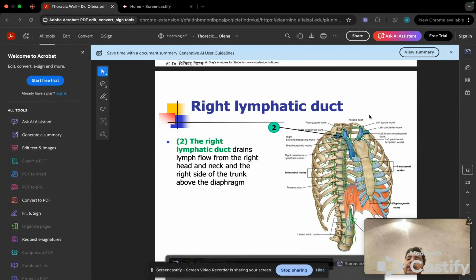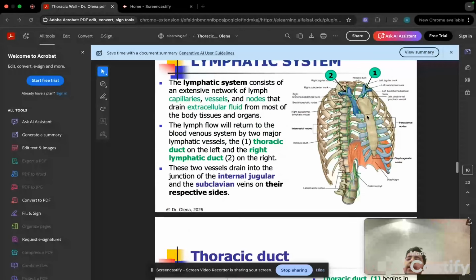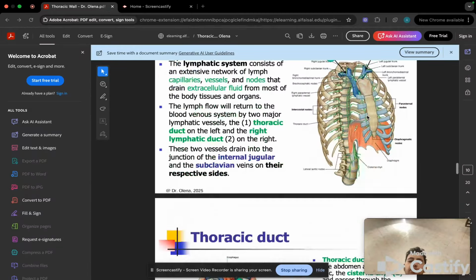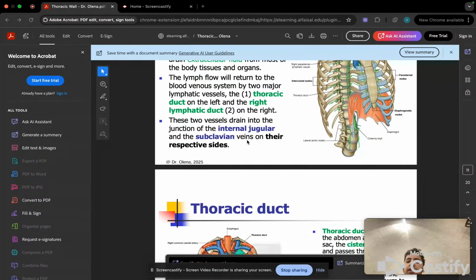And where do they drain? They drain into venous angles, which is, when the subclavian and the jugular vein join together and form the brachiocephalic, there is an angle there. That's where the thoracic duct and the right lymphatic duct drain, into that venous angle between the two veins. Yes, the internal jugular and subclavian veins.